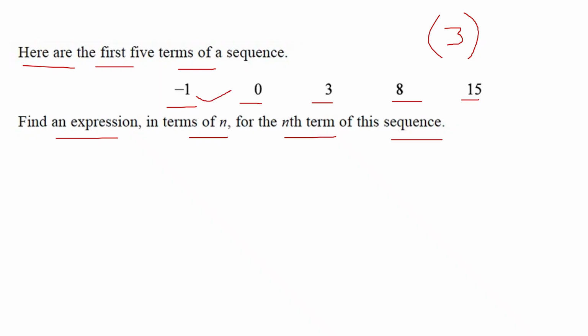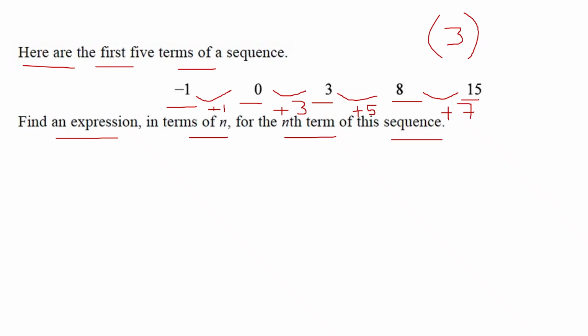From -1 to 0, we add 1. From 0 to 3, we add 3. Sorry, I don't know why I said 2. From 3 to 8, we add 5. And from 8 to 15, we add 7. So it's going up by a different amount each time.